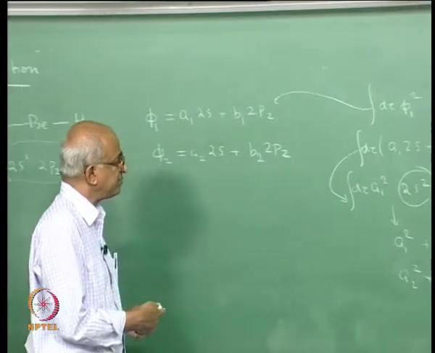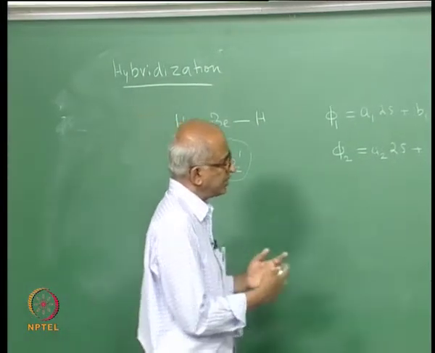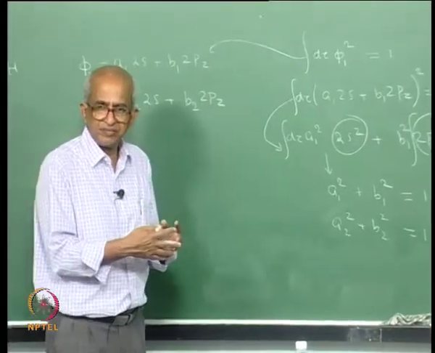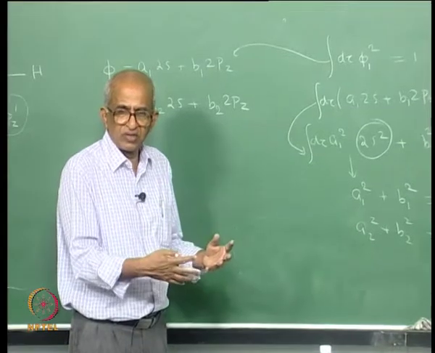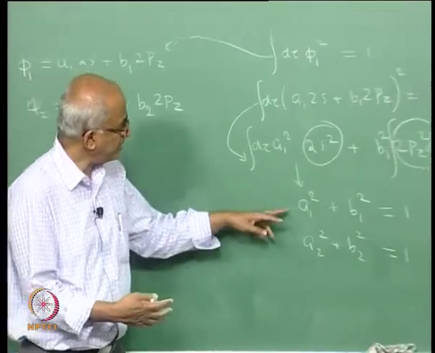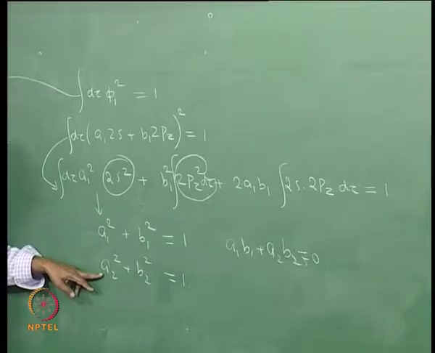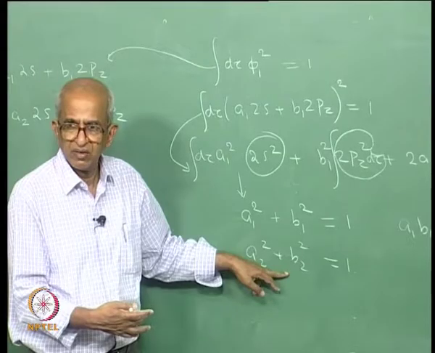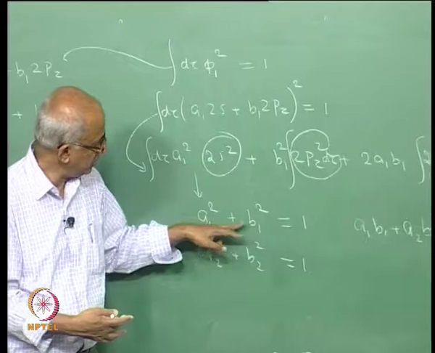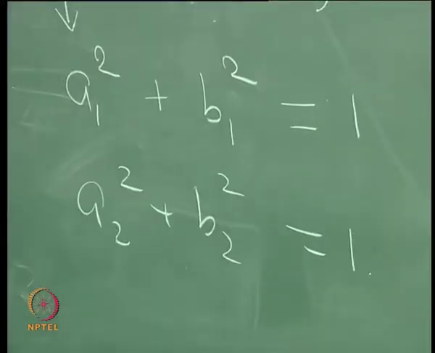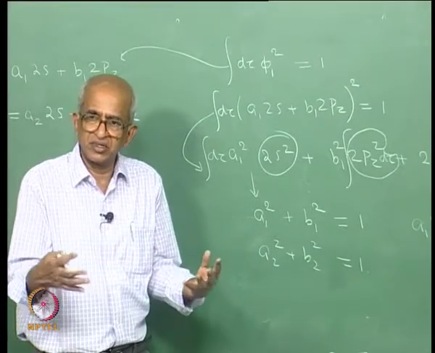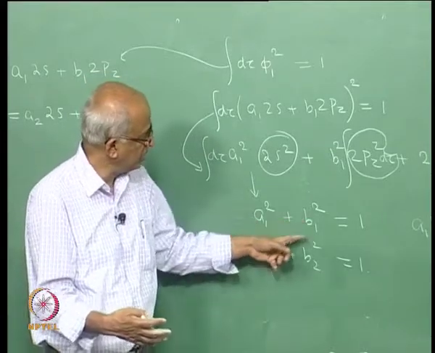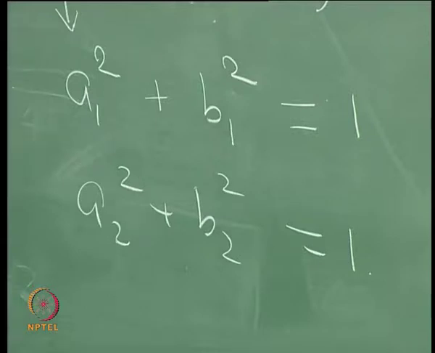So, if that is the way it is, I can say that I want the two hybrid orbitals to be equivalent, and that means that magnitude wise a1 square must be equal to a2 square, and also that b1 square must be equal to b2 square. You see, the orbitals should have the same p contribution, they should also have the same s contribution, and to ensure that, these two have to be equal and these two also equal.